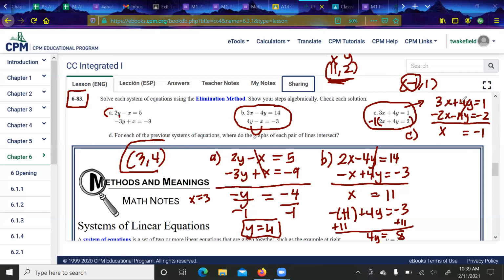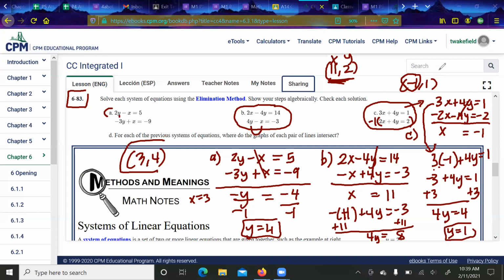And then our y, we could plug into any equation. I'll plug into the top equation right here. 3 times -1 plus 4y equals 1. 3 times -1 is -3 plus 4y equals 1. I'm going to add 3 to both sides and get 4y is equal to 4. So y equals 1. Okay, so those of you who came up with the answer -1, 1, good job. Excellent job, you guys. You guys are doing awesome on this. I'm very happy. That bodes well for your test that's coming up, maybe next week, okay?